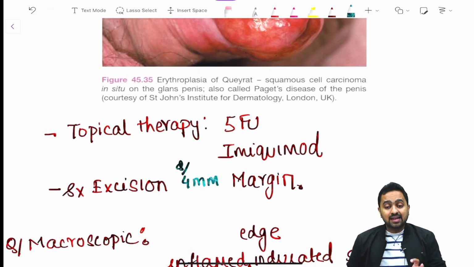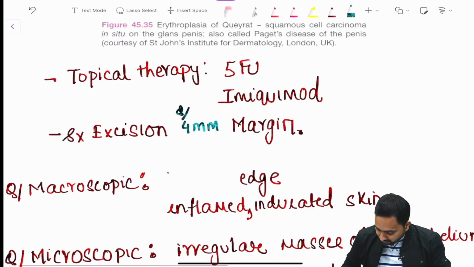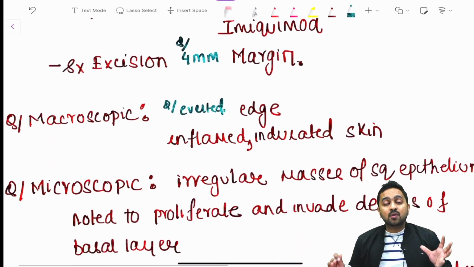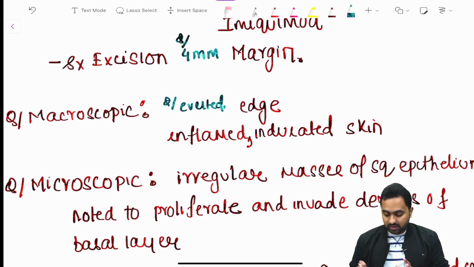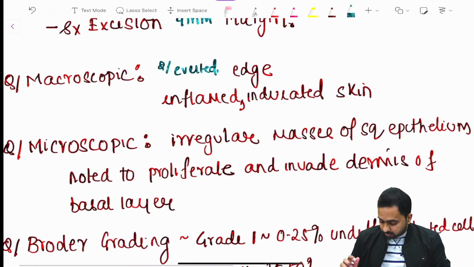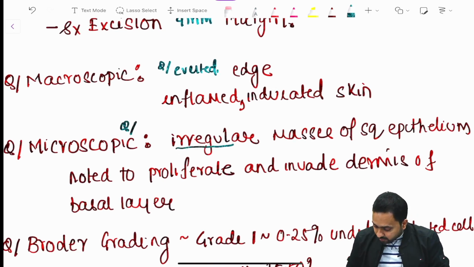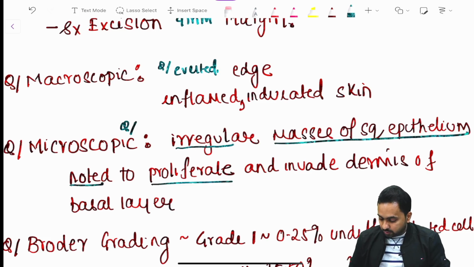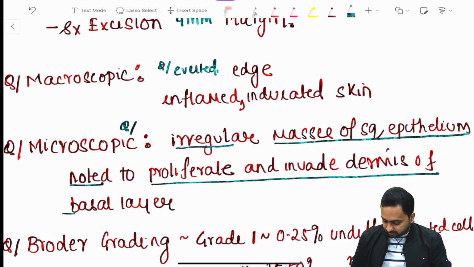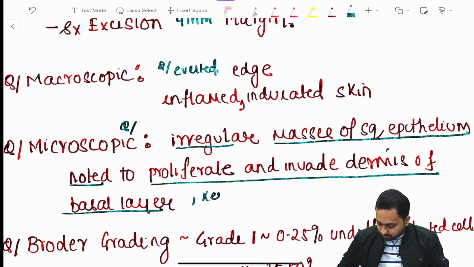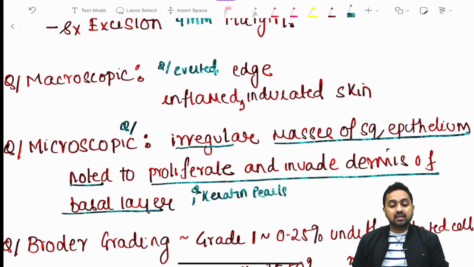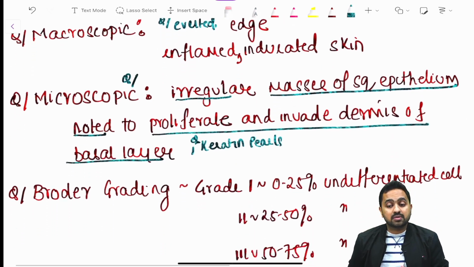Then the macroscopic appearance of a squamous cell carcinoma will have a characteristic everted edge, right, and the surrounding skin would be inflamed and indurated. The microscopic features associated with squamous cell carcinoma include irregular masses of squamous epithelium noted to proliferate and invade the dermis from the basal layer. They also have your keratin pearls, right.